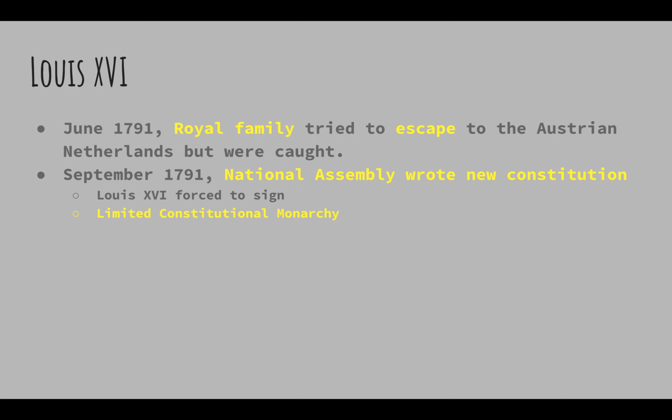Now remember what an absolute monarchy is. Those are kings or queens who do whatever they want, and there's no consequence for their actions. So there's going to be a transition from an absolute monarchy to a limited constitutional monarchy, meaning Louis XVI really has no more power, and he's limited to the same rules and laws of the citizens of France. And this has never applied to him before. So this is going to be a huge, huge change.